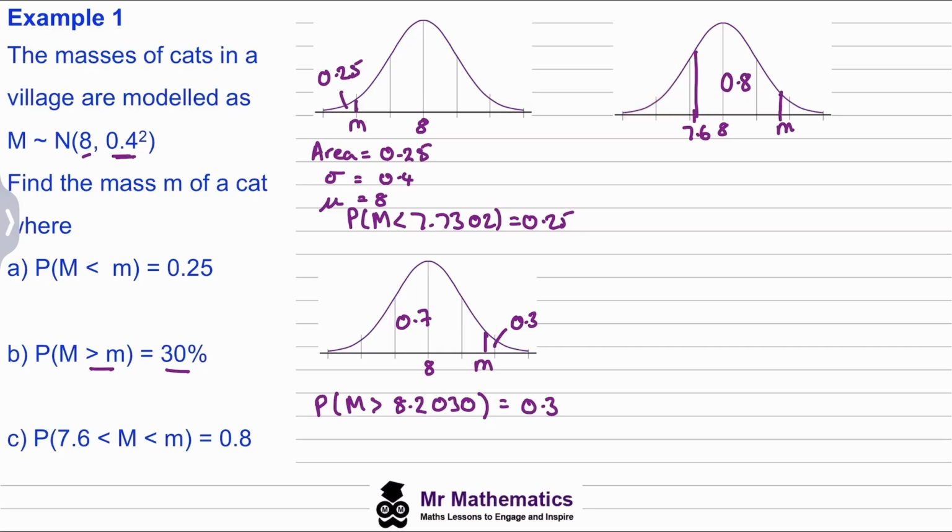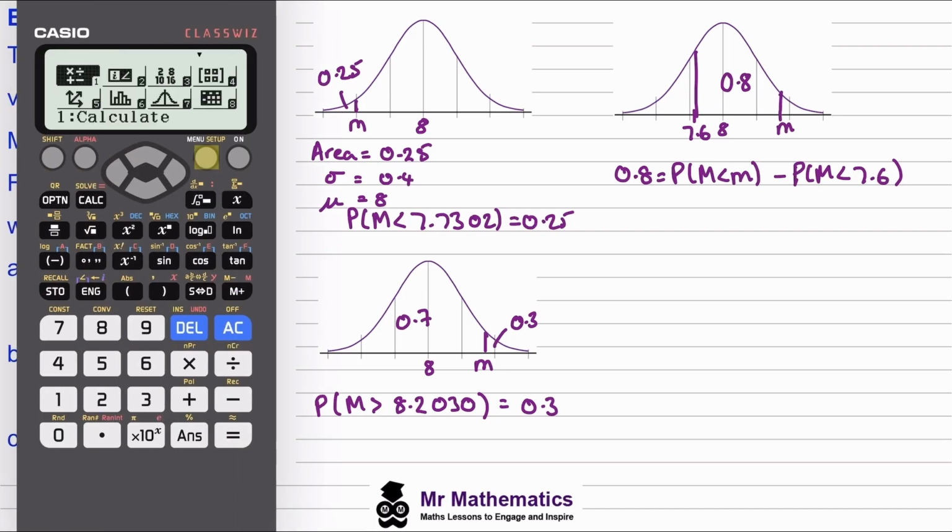So if we say that 0.8 is equal to the probability of the random variable being less than m minus the probability of a random variable being less than 7.6. And we can work out the probability of being less than 7.6 using the normal CD function on our calculators. So we'll go to distribution, we'll press 7. We want normal CD, option 2.